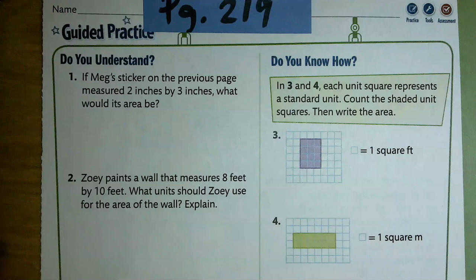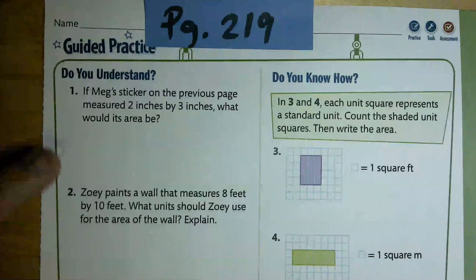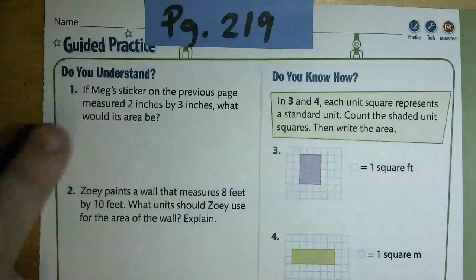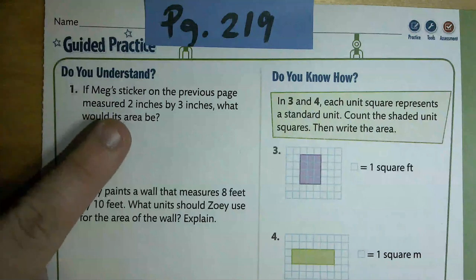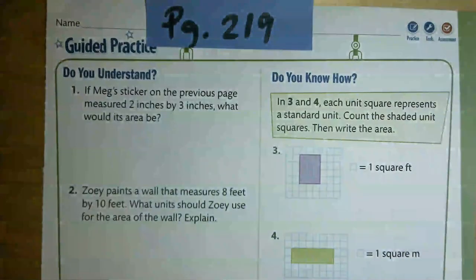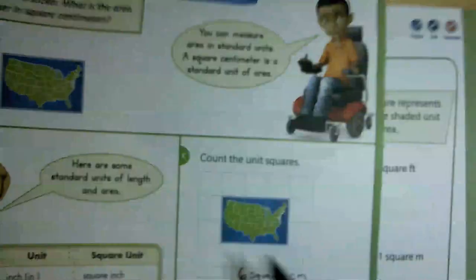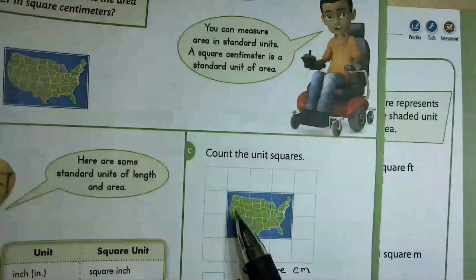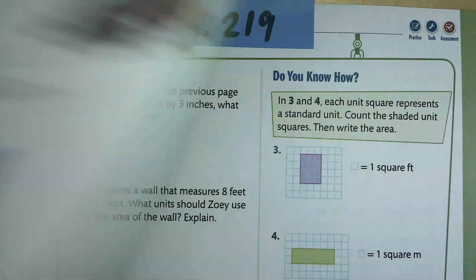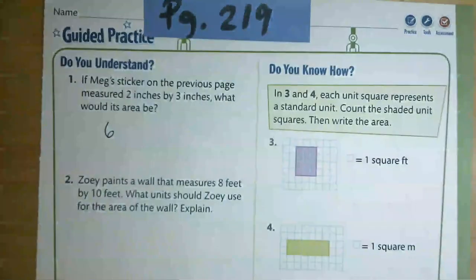All right, so here we are on page 219, and I want us to start over here with number 1 real fast. It says, if Meg's sticker on the previous page measured 2 inches by 3 inches, what would its area be? All right, so just like before, if I grab our other page and look at it real quick, if we said that these were square inches, it's 2 by 3, all right? So how many would it be?